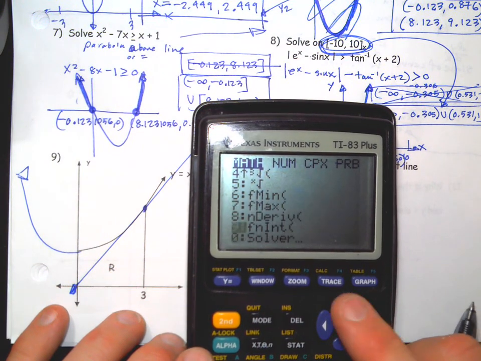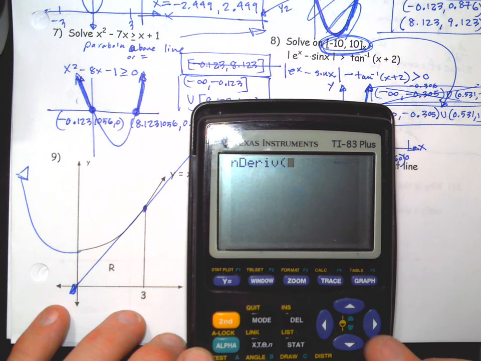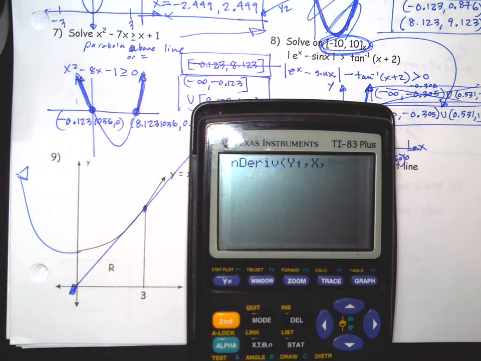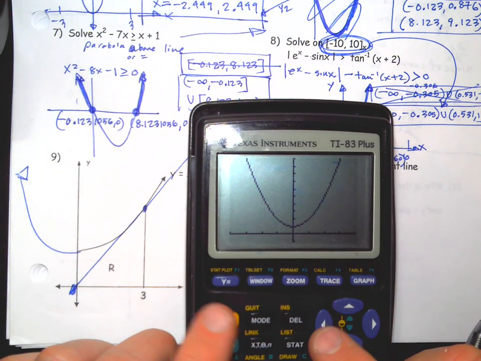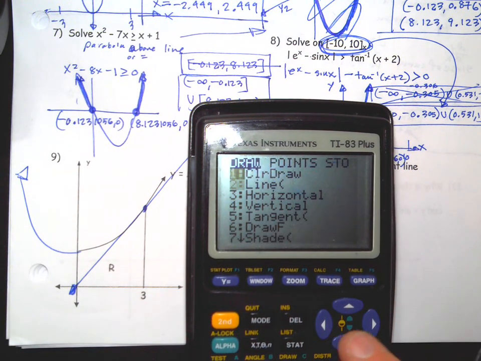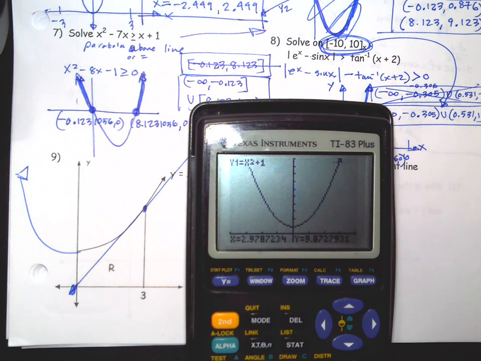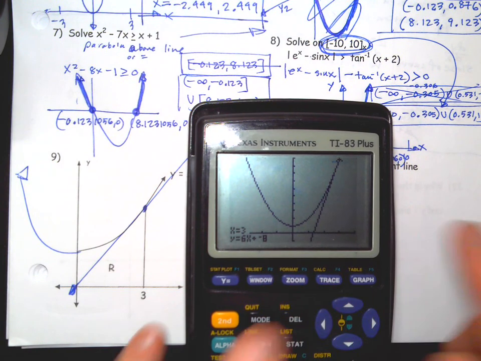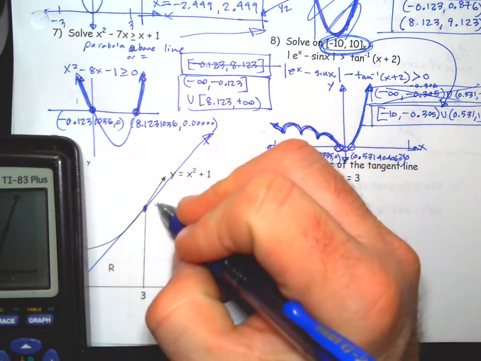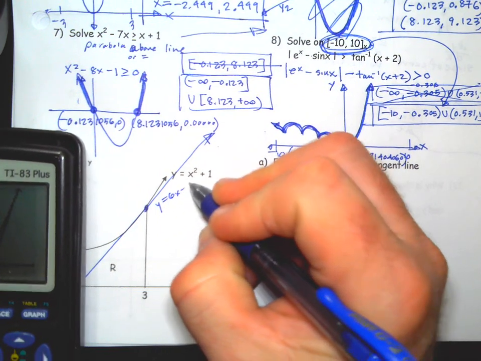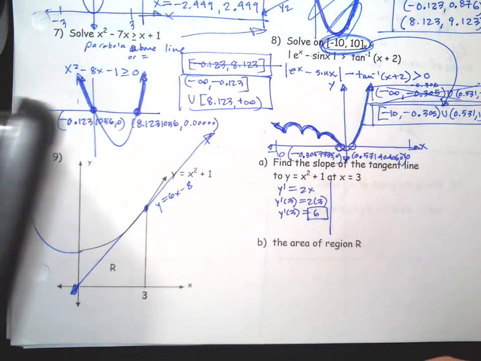Or you could do it from the home screen. Math, 8. Vars, Y-vars, function, Y1, comma x, comma 3. Same answer. Or from the graph, you could do second, program, draw, number 5, tangent line, at x equals 3. It draws it and gives you the equation down here at the bottom. Y equals 6x minus 8. So I just showed you 4 different ways of doing this.